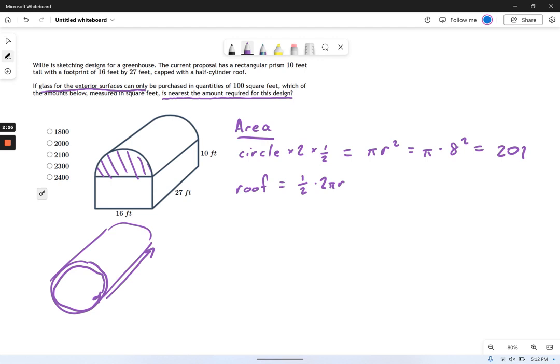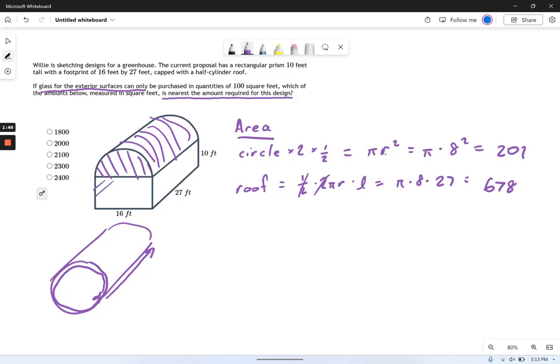And then times the length of the greenhouse. So the 1/2 and the 2 cross out, and we get pi times 8 times 27. Okay? So let's see, 3.14 times 8 times 27 equals about 678 square feet. And now what's left, because I've just done the front and the back, and I just did this part right here, that surface. And now all that's left is the sidewalls.